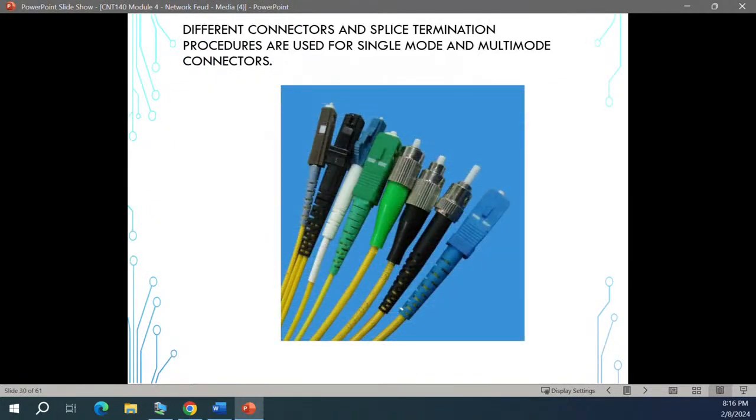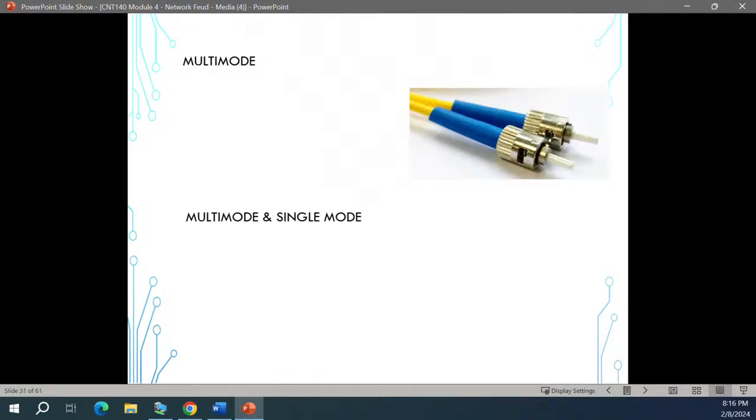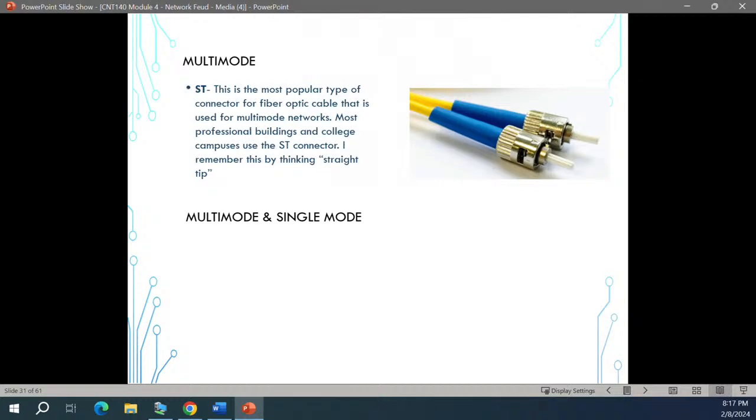All right, so if we look at the different connector types, for multi-mode we can use straight tips, or STs. That's how I remember them: ST, straight tip, because they have a longer tip. They all have straight tips, okay? But with STs, you can see the tip. It comes out further. And again, they're the most common.